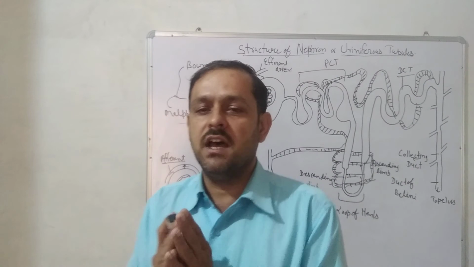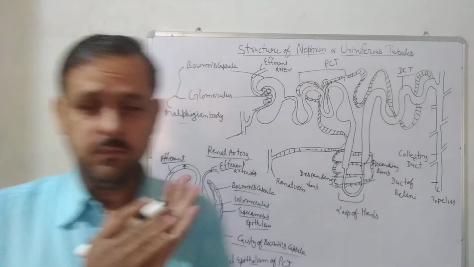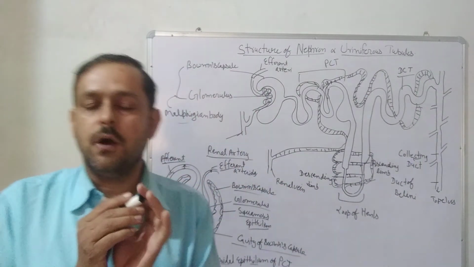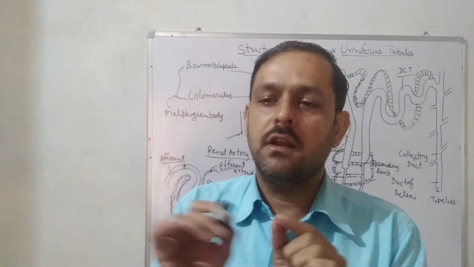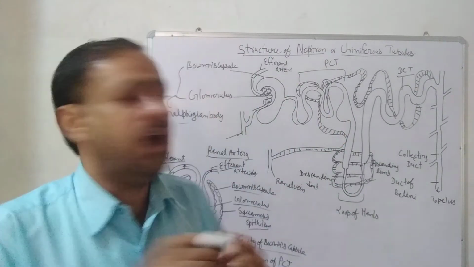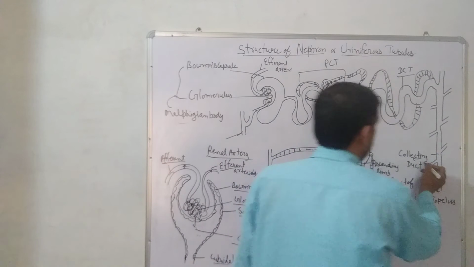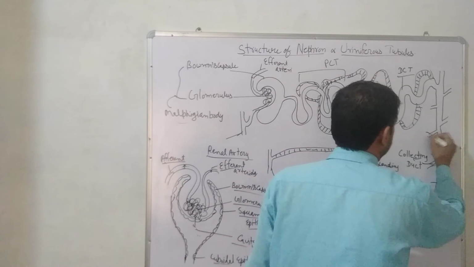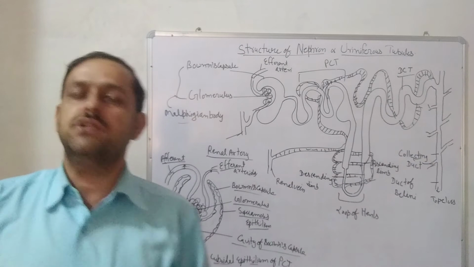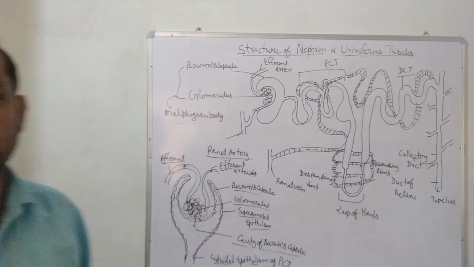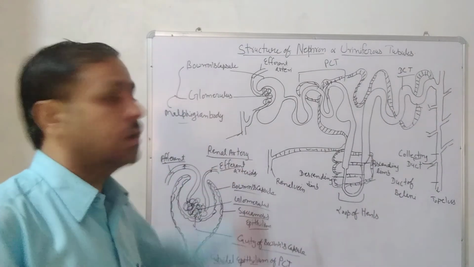So this is the structure of nephron in which a number of collecting ducts join to form a larger duct of Bellini in the medulla. Means here another nephron can join, here can join, here can join. So the collecting duct is common for many nephrons. So this is the structure of nephron.